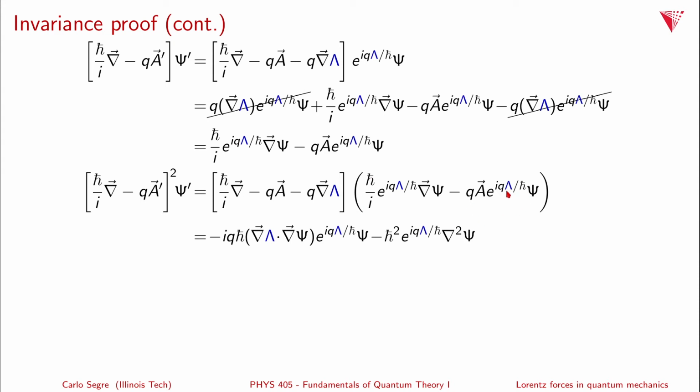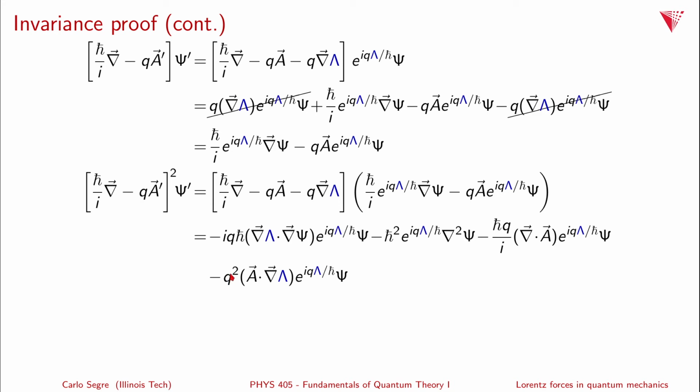Now we've got to apply it to the second term. That gives us, first of all, when we apply the gradient here, we're going to get minus h bar q over i del dot A, because these are both vectors, so the dot product. And then you have e to the i q lambda over h bar psi.